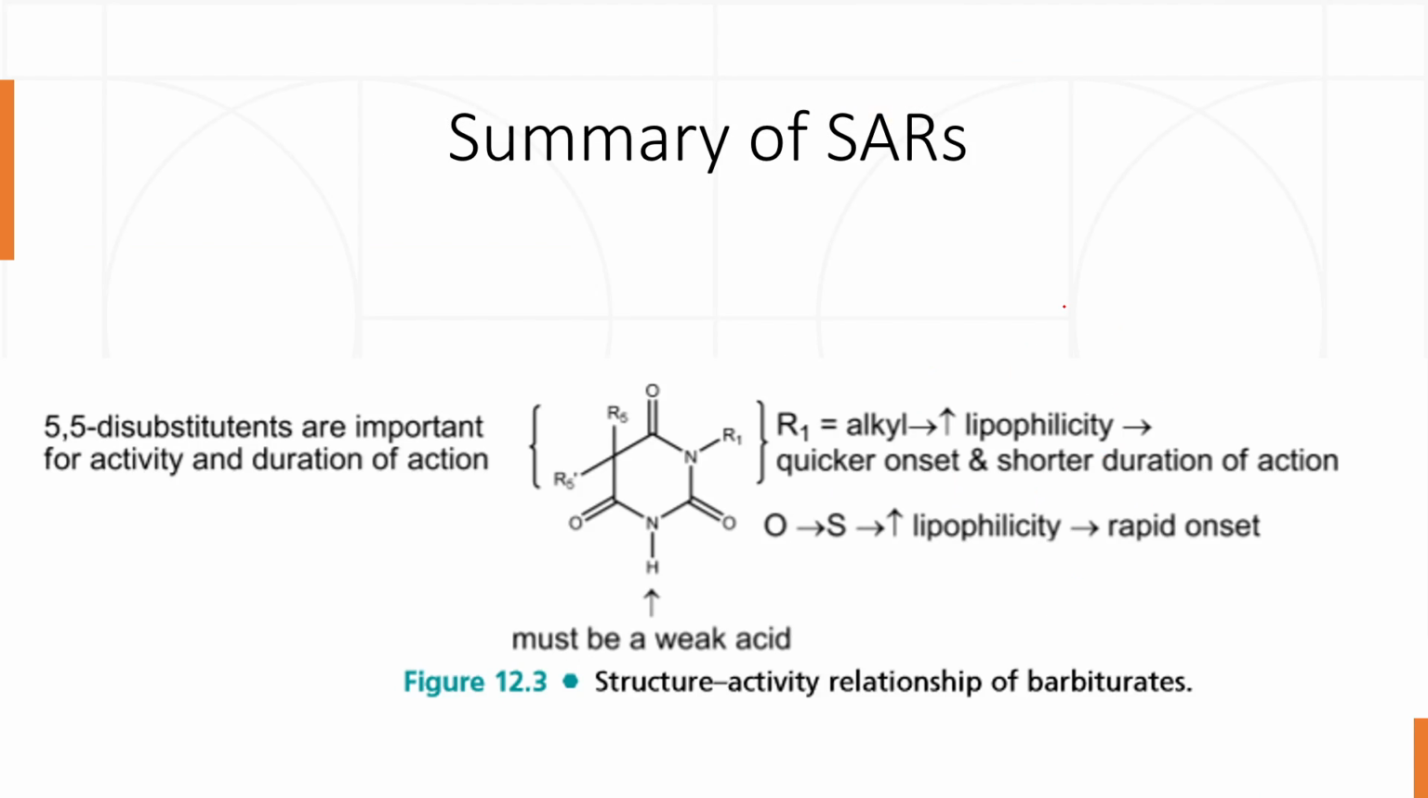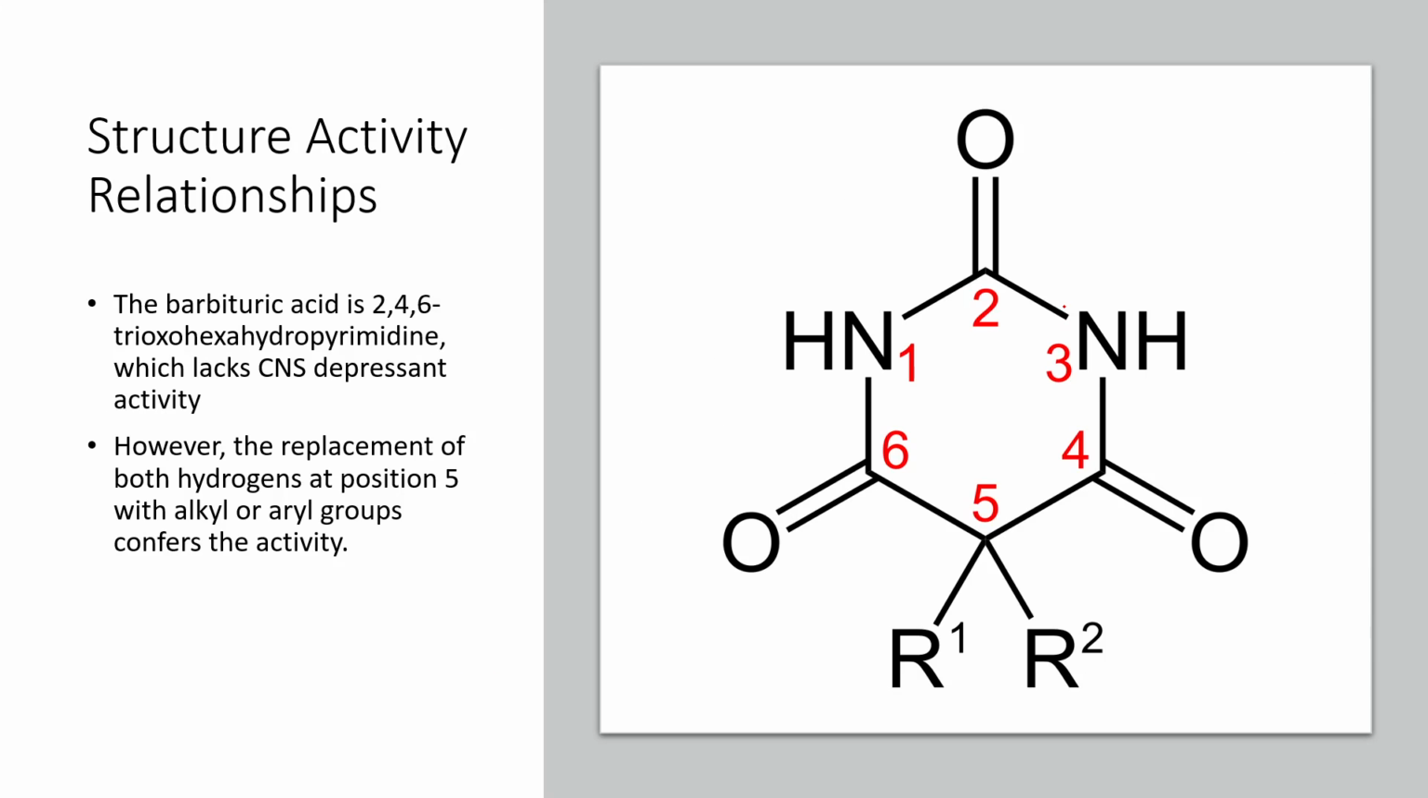Now here is the summary for SARs. You can look at it or you can take a screenshot, but we will go over the SARs one by one. So first is that barbituric acid is 2,4,6-trioxo-hexahydropyrimidine, and this is the structure you see on the screen. It has no CNS depressant activity.